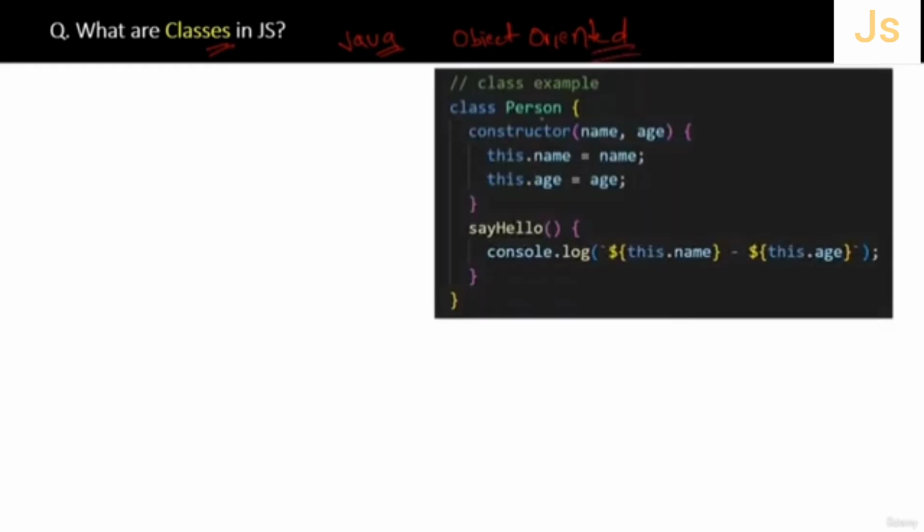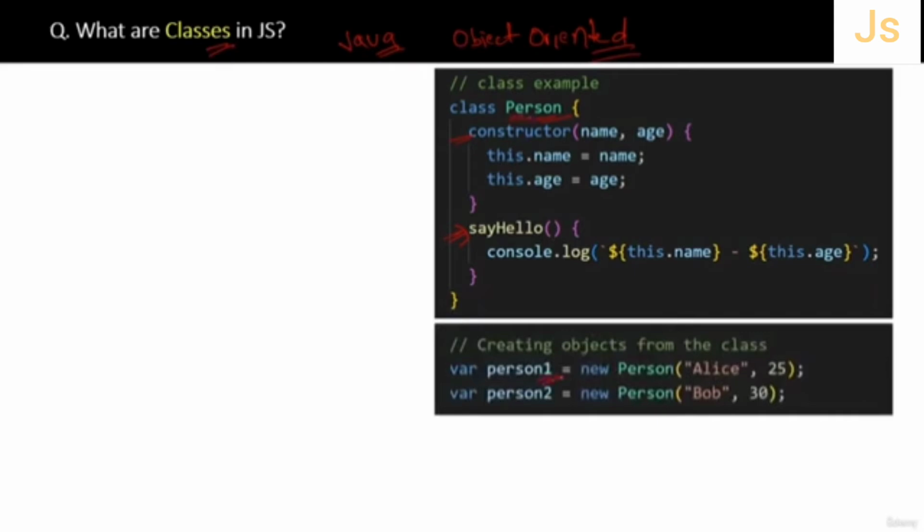Here you can see a piece of code where person is a class, and inside that we have a constructor and a function. Now the question is, how do we use this class? For that, we have to create the object from this class like this. Here you can see we are using the new keyword with the class name person and passing two parameters, name and age.